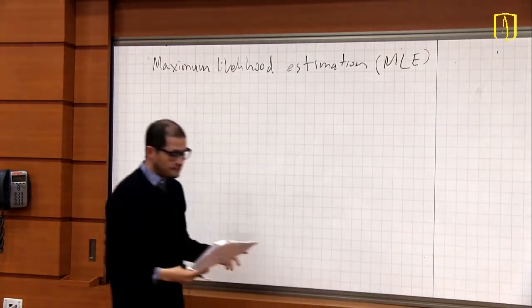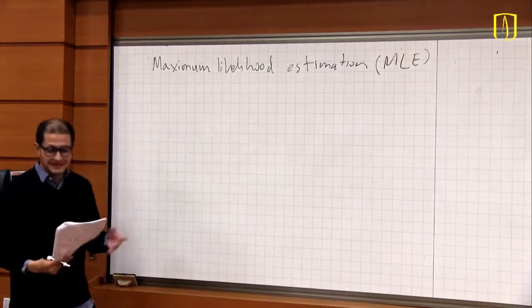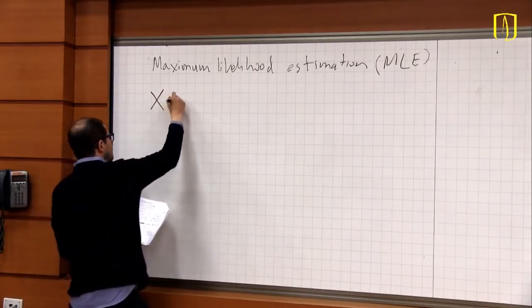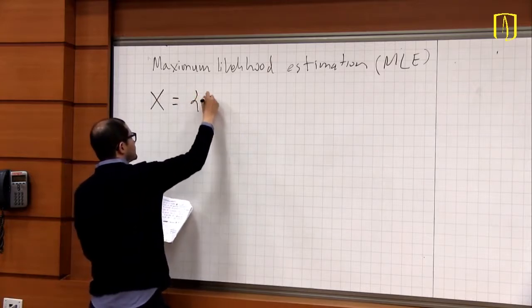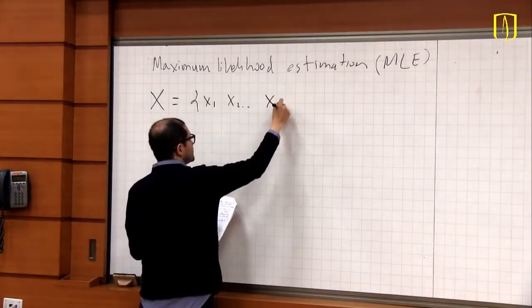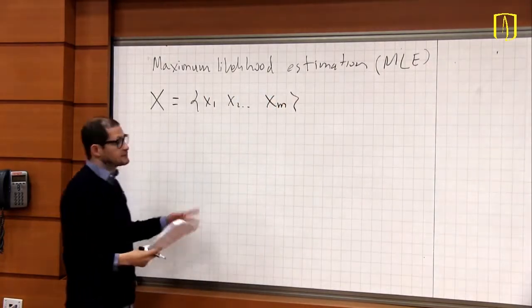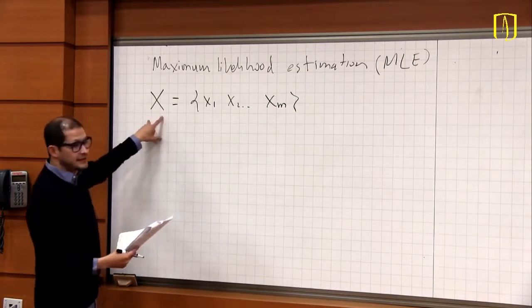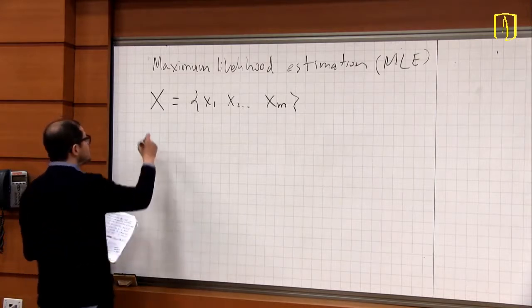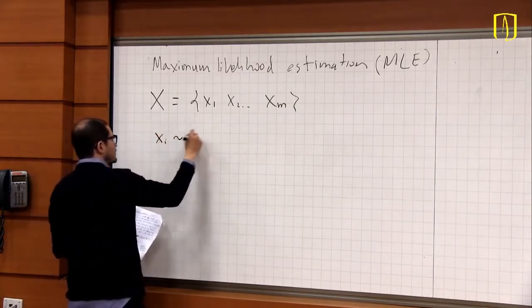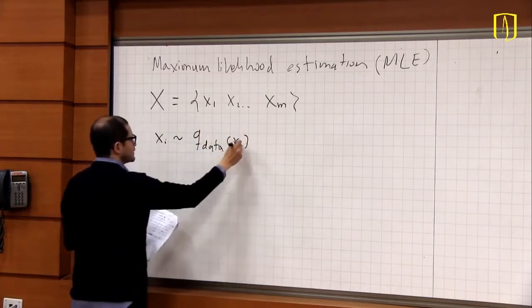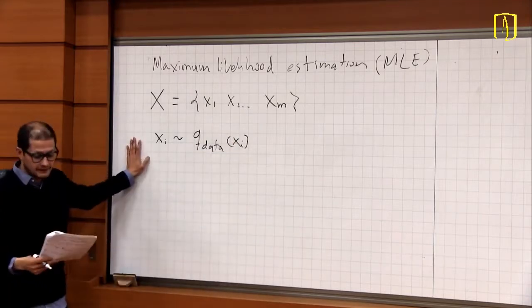So what is it? Consider again a data set, as usual, of examples, big X: x1, x2 through xm. The same thing as before, and we assume that this data set is distributed according to some unknown distribution that I'm going to call Q data of X. Okay, so that's my setting.